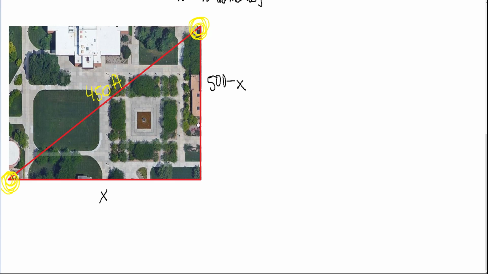And walking along these two paths here would be some unknown amount of feet, x, in the horizontal direction, and then 500 minus x feet in the vertical direction. And so you want to find out how long the legs of this triangle actually are. So we have to turn to the Pythagorean theorem in order to solve for this. So we have a squared plus b squared equaling c squared.